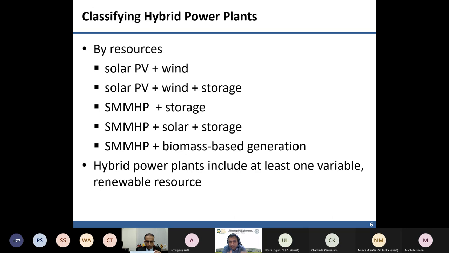One thing that you will notice is that it makes most sense for hybrid power plants if you have at least one variable renewable resource. So in all of these cases, you either have solar PV, wind, or a small, mini, micro hydropower plant. All of these assets have at least one variable resource that you would like to hybridize with a more firm generation asset.